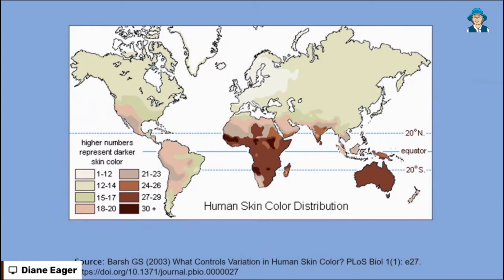And it doesn't work for Australia either. Now look at Australia. They've coloured it completely dark there because the Australian Aborigines, whether they live at the top end or the bottom end, are all very dark.